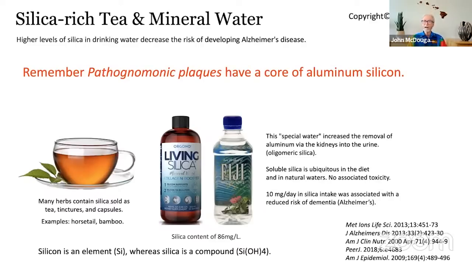So in other words, what you'd have to consume is a quarter bottle of water a day to remove enough aluminum from your body using silica to make a difference as far as your risk of developing Alzheimer's. Pretty cheap, pretty non-toxic, pretty profitable for Fiji waters and similar ones. But there are also teas. The teas that contain silica, they're sold as tinctures and capsules. A couple of the teas that I noticed that were high in silica, you'll find others, are horsetail and bamboo tea.